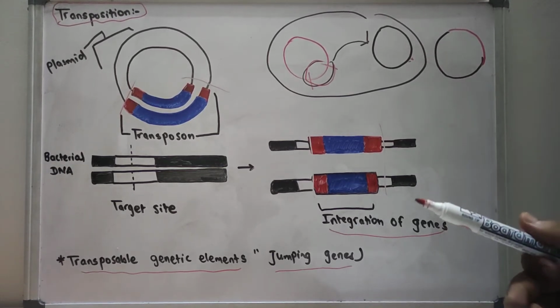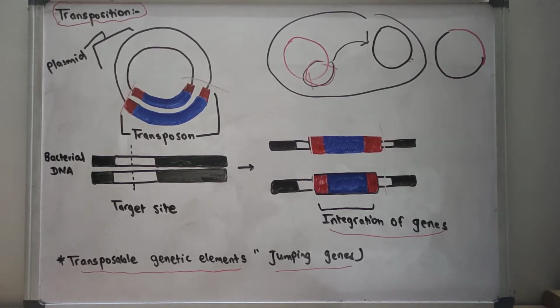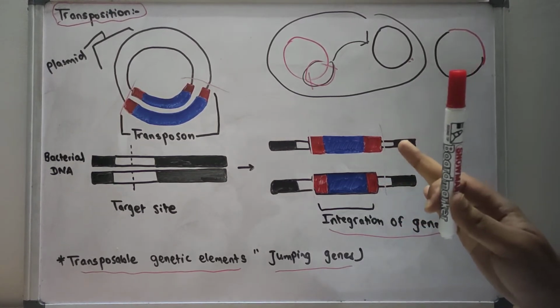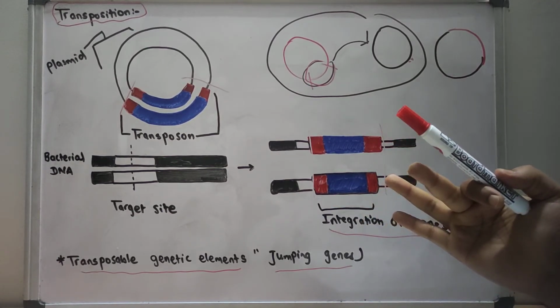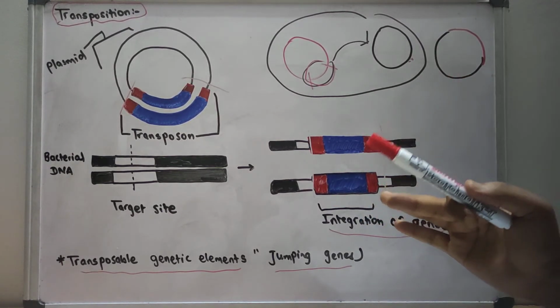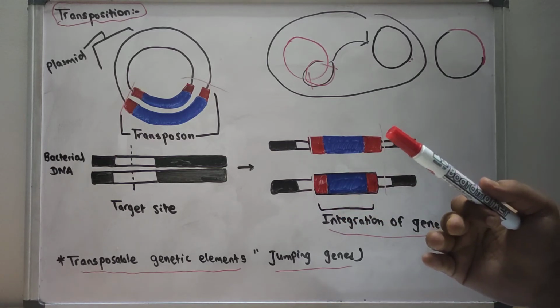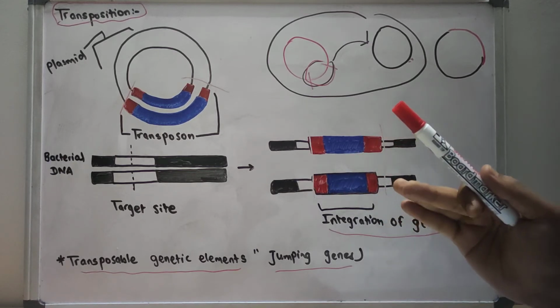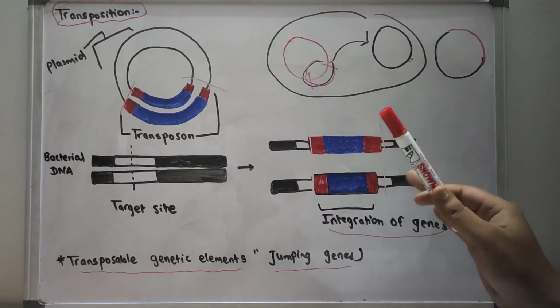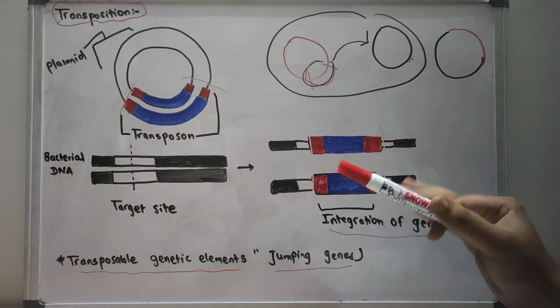So this is the concept of transposition. Basically, again I am going to say that transposition is the process involving a transposon. A transposon is a specialized segment of DNA which can copy and excise itself and then insert into the same DNA molecule or an unrelated DNA. It could be a plasmid or the chromosome.